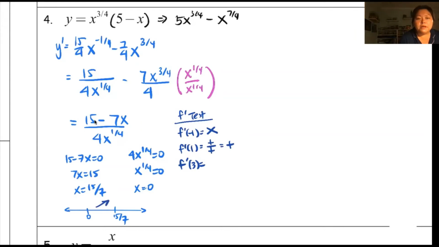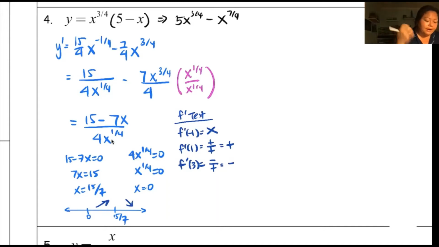Okay. All right, plug in a 3. 15 minus 21 gives me a negative on top. 3 to the 1/4 power is still going to be a positive answer, so it's going to be positive on the bottom. So it's going to be negative. I almost drew my arrow there. So it's going to be increasing and decreasing on this one.